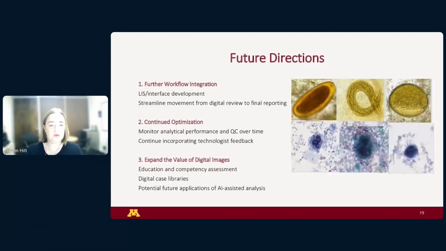So now just a few of the future directions that we have. On the right-hand side, we have some nice images from our actual screening tool. For future workflow integration, we want to get our LIS and interface a little more fine-tuned, and maybe move it from digital review to the final reporting, just so it's a little more streamlined. We want to continue optimization, so we are monitoring our performance and QC over time, and we do want to continue to incorporate technologist feedback, especially if there are snafus or things that are just not working.